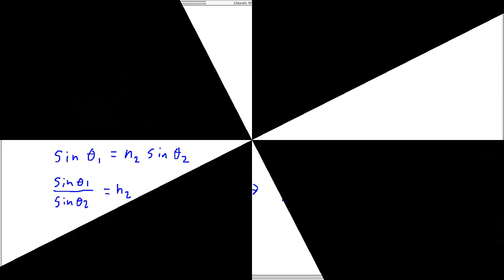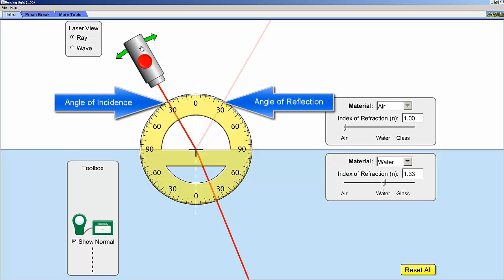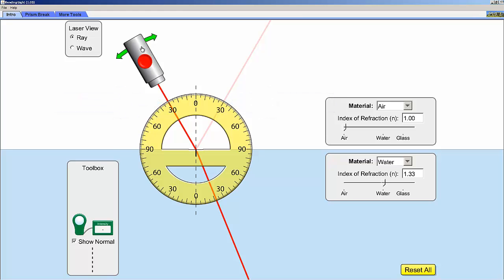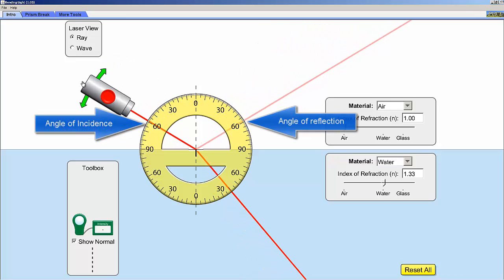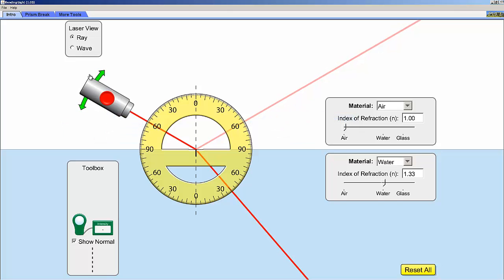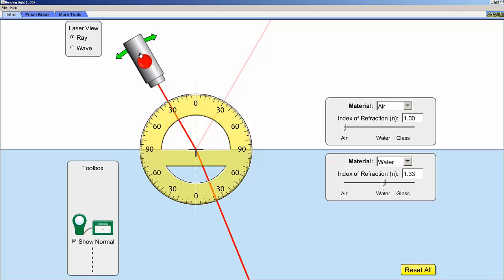One other thing. Notice that with the protractor in place, we see that the angle of reflection is the same as the angle of incident. So we have 30 degrees coming in, we have 30 degrees going out. And no matter what we do with this, if we take this to 60, then our angle of reflection is going to be 60 degrees. So that is a very simple law that you need to know, that the angle of reflection equals the angle of incident.